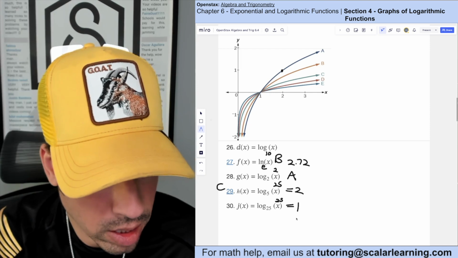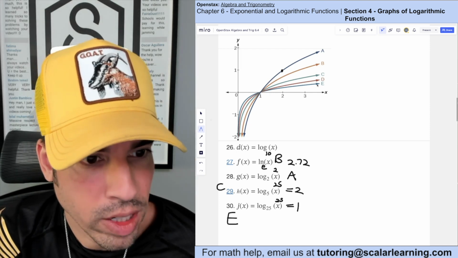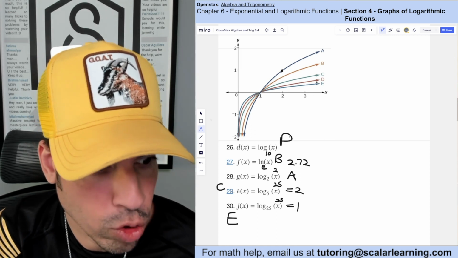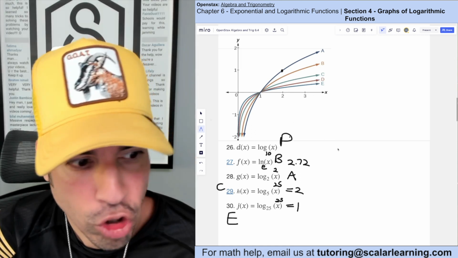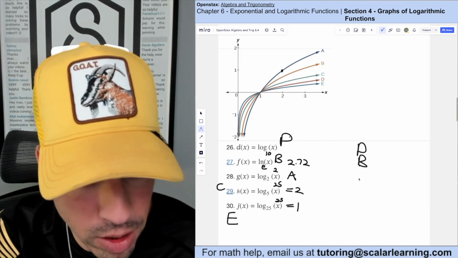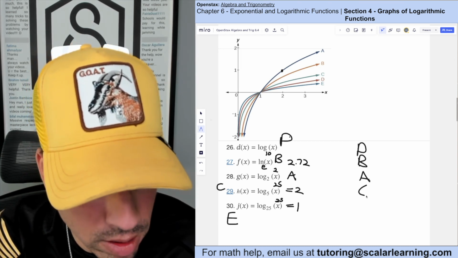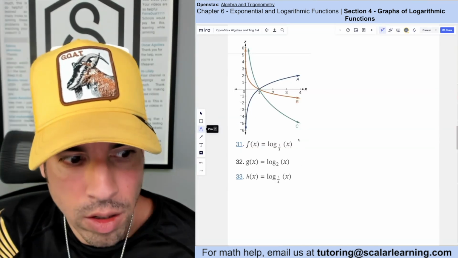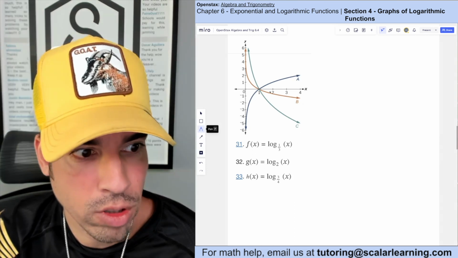So that's 30. E is 30. And that means that 26, therefore, must be D, right? Because that is in between 25 and 5 for the base. So just to put it in a little clearer order, 26 is D, then we got 27 is B, 28 is A, 29 is C, and 30 is E. Boom, done.